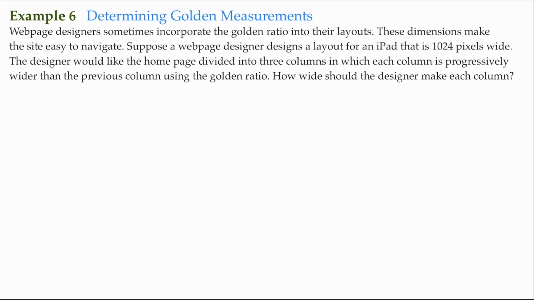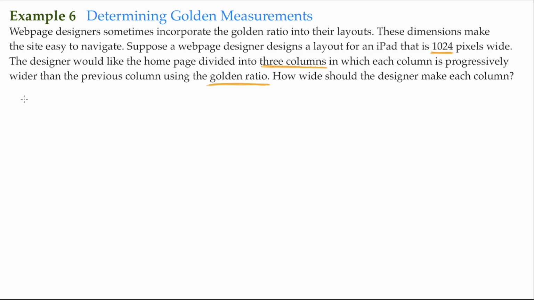So let's just point out a couple of things. You should always read a word problem twice so that you're clear on what's being asked. And you should always draw a graphic or doodle somehow. It helps lend some clarity. We're going to be using the golden ratio. There's going to be 3 columns, and each column is going to get progressively wider using the golden ratio. And the overall width of the 3 columns is going to be 1024 pixels.